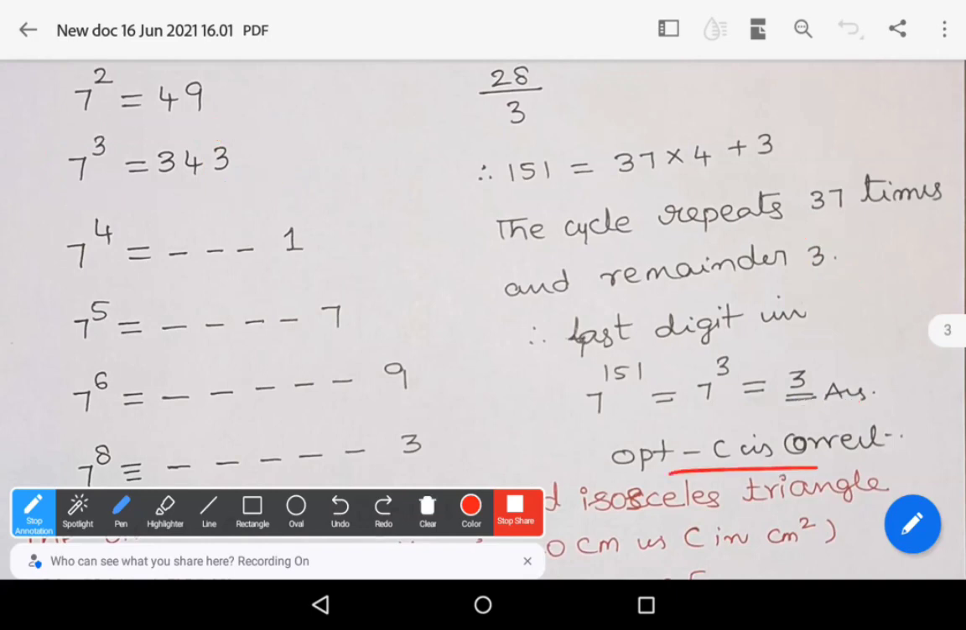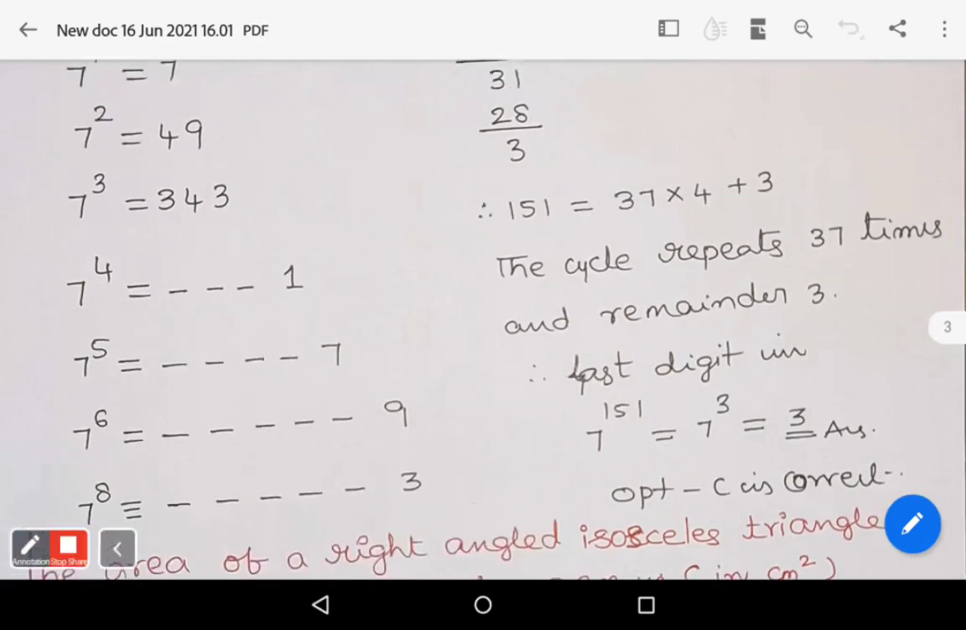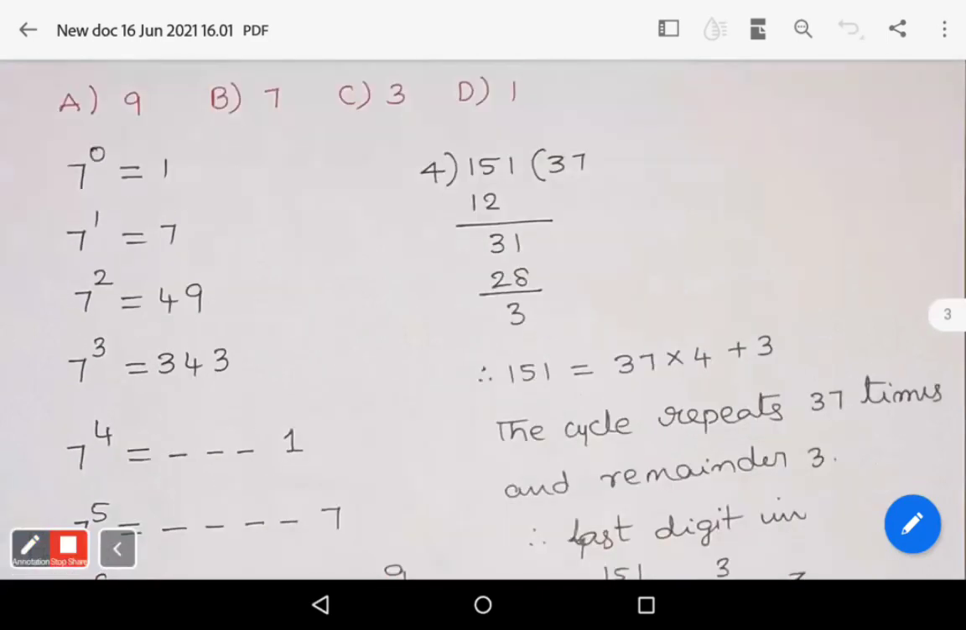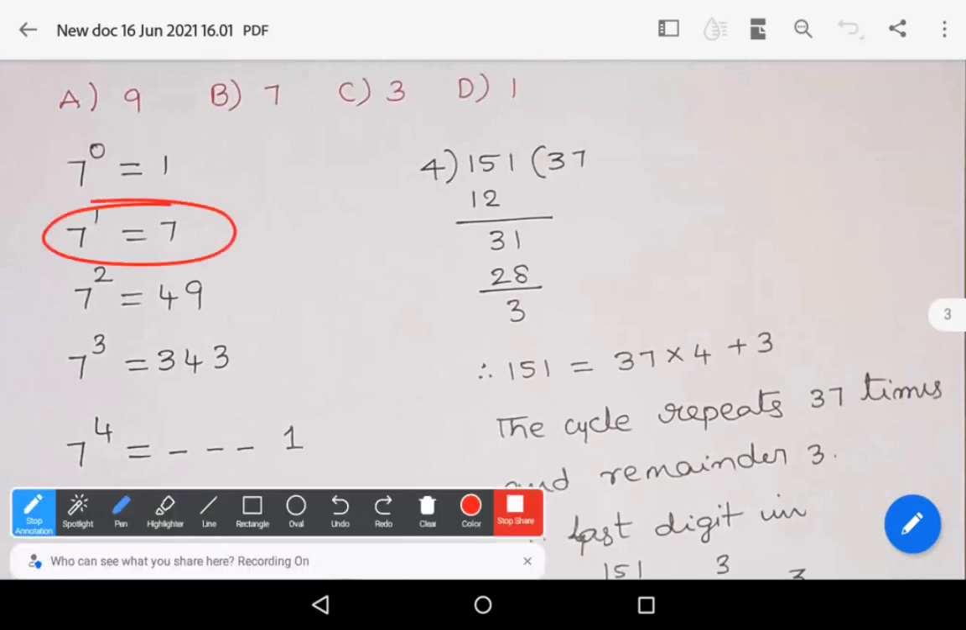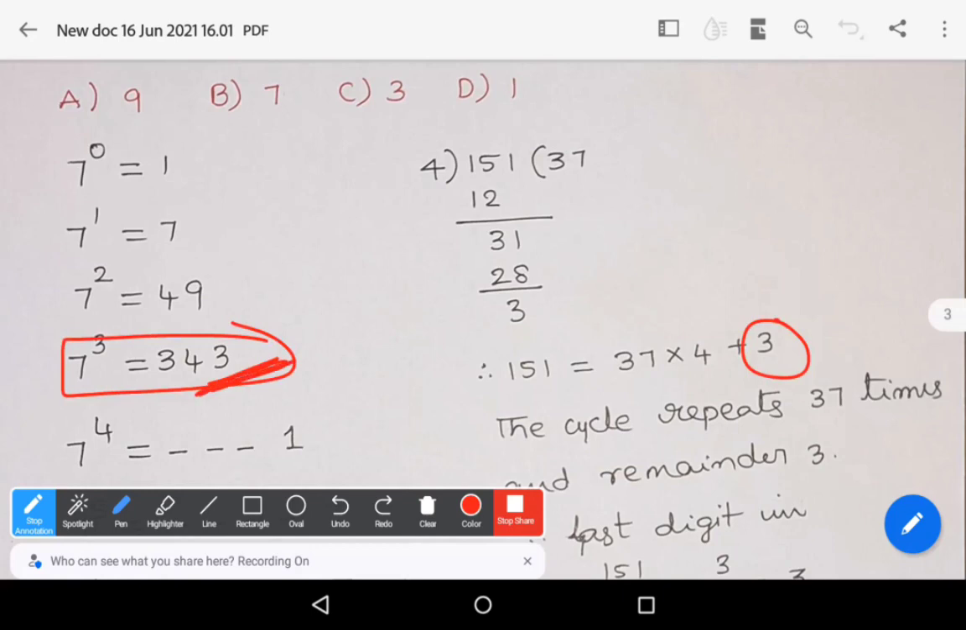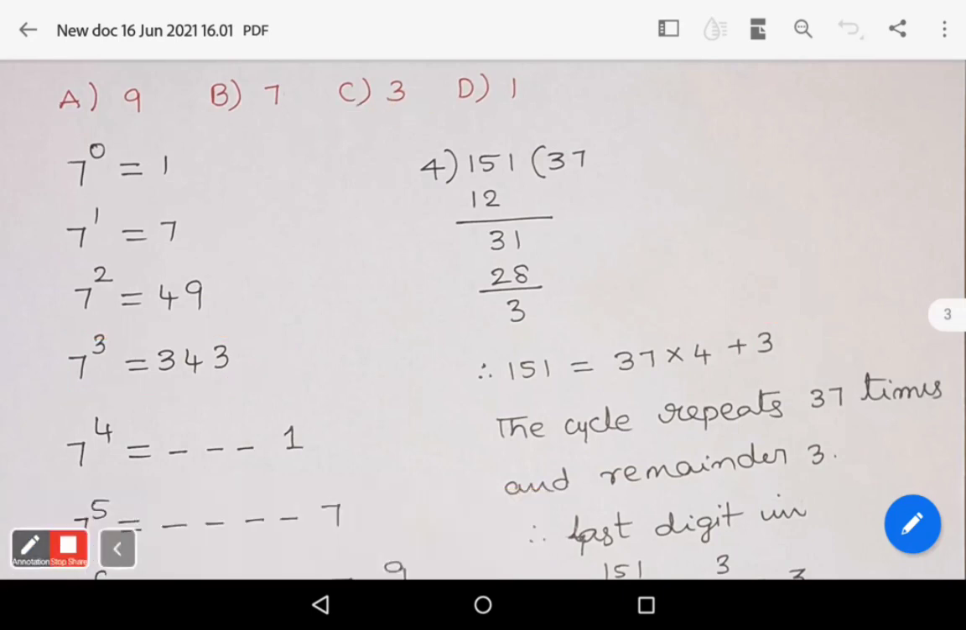Option C is correct. Suppose the remainder is 2, then you have to observe 7 square. The unit digit is 9. Suppose the remainder is 1, then you observe 7 power 1, the unit digit is 7. Here the remainder is 3, so you observe 7 cube. The units digit is 3. Option C is the correct option.